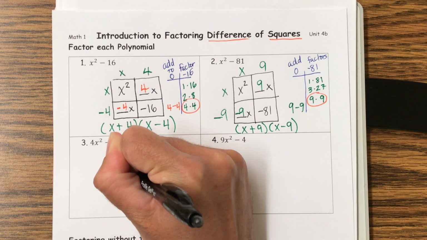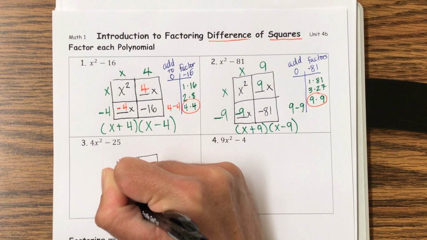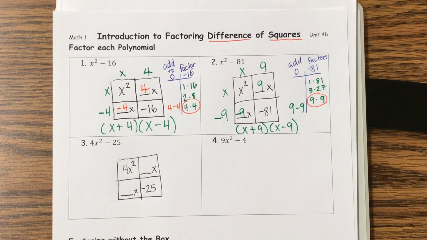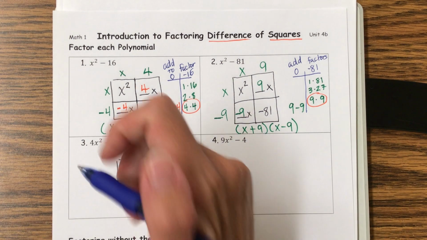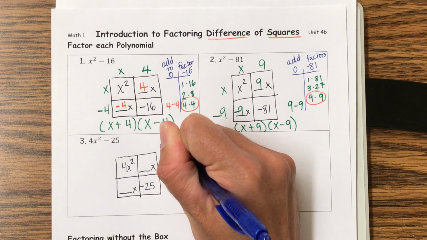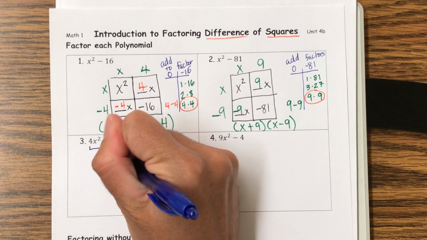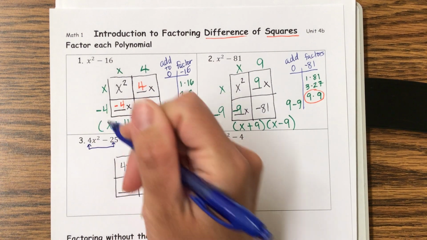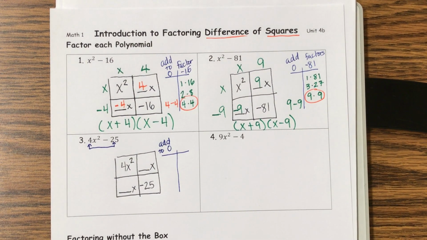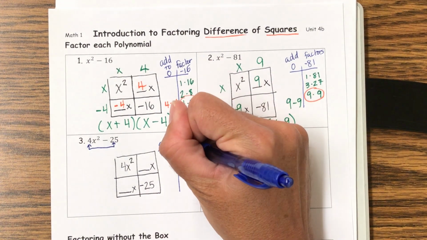So 4x squared here, negative 25 here, something x, something x. So for this one, when I set up my t-chart, remember, we still have to add to 0. But now we're going to multiply our outside. So 4 times negative 25 is negative 100.